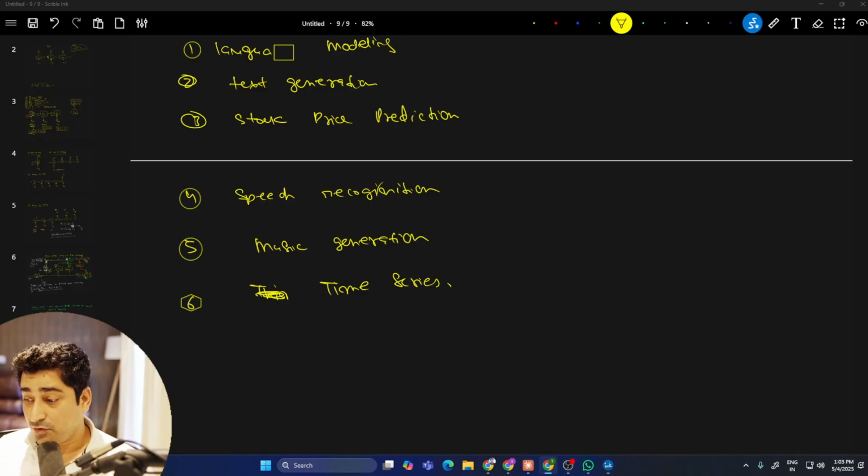So if we don't have any question, then we can move to the next one, which is called GRU, Gated Recurrent Unit, which is another variant of RNN basically.